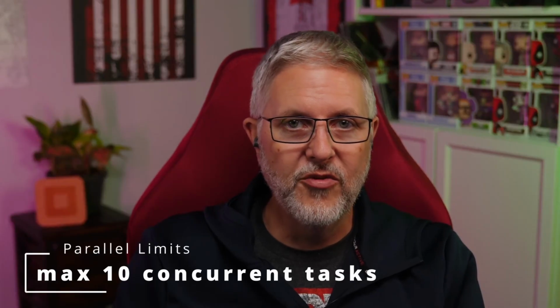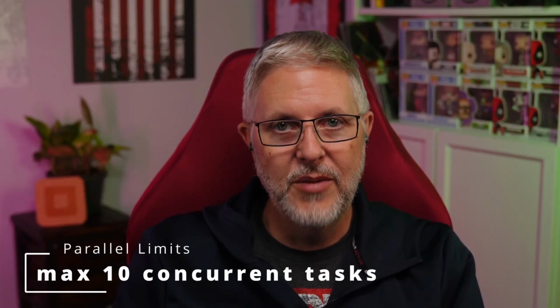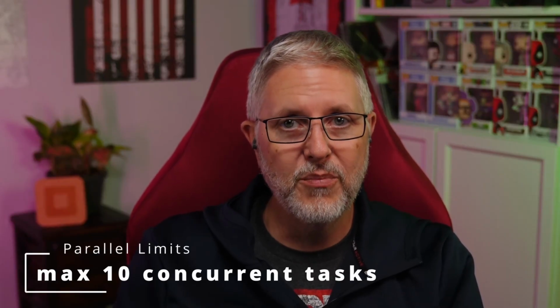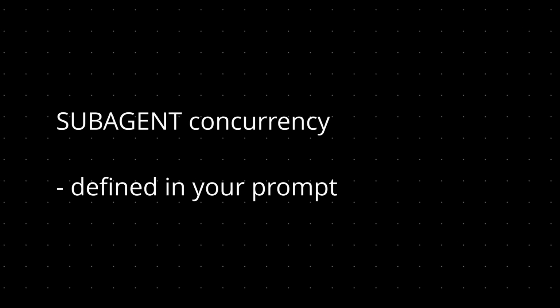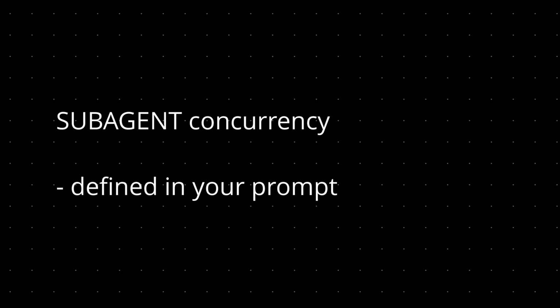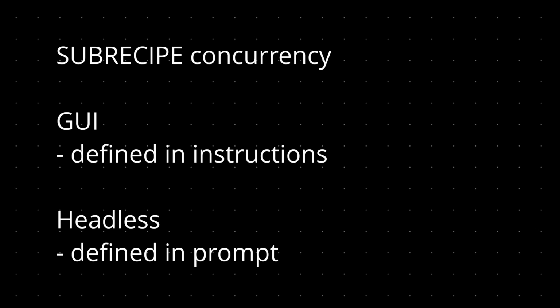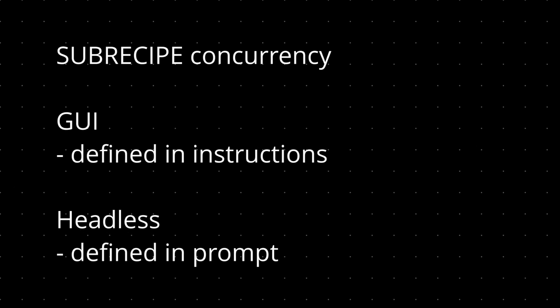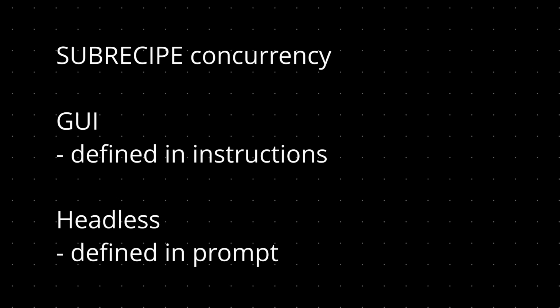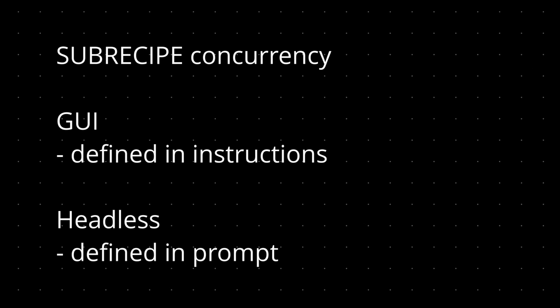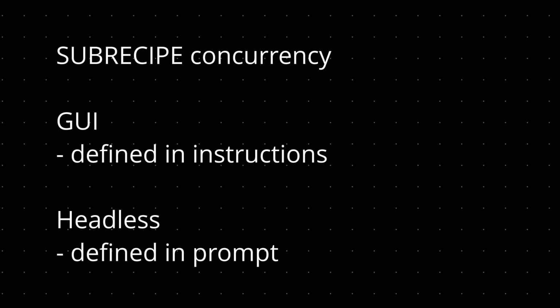Here's another important restriction. Whatever kind of work you want to do, both approaches of subrecipes and subagents limit you to a total of 10 concurrent parallel workers. And you'll need to define that parallel or sequential operation within your prompt with subagents. Or if you're using subrecipes, the parent recipe will need to define that parallel or sequential workflow in the instructions if you're in interactive mode like the UI, or in the prompt if you're running in headless mode.